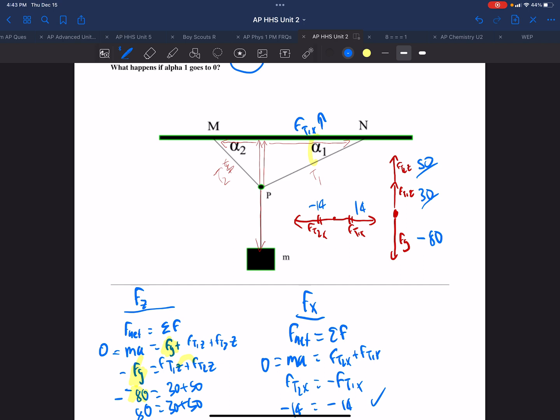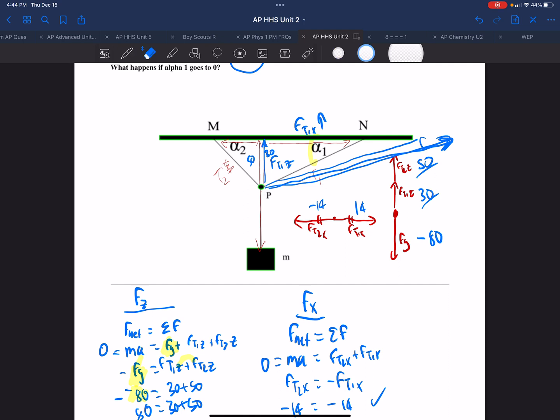And if we look at Ft1z, what happens? Well, as we make that angle smaller and smaller, this overall tension has to get larger for this to stay the same. If this were 50 and this is 30, and I change that angle, this overall force is going to have to get larger and larger to keep this vertical up. And that's going to get larger as well, which makes the overall force get larger.